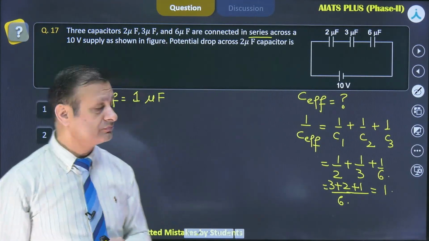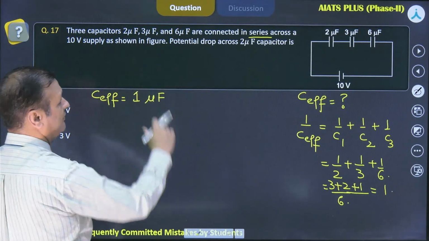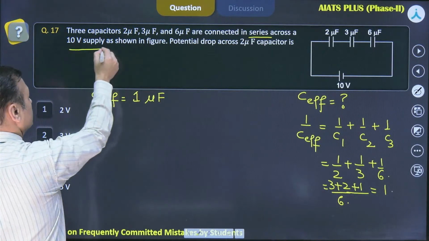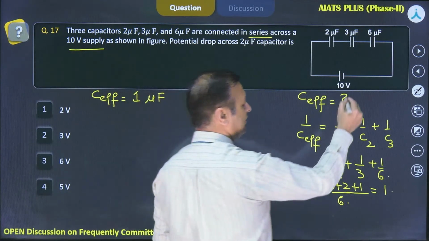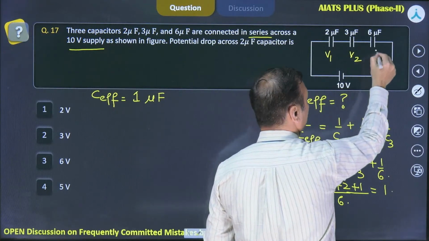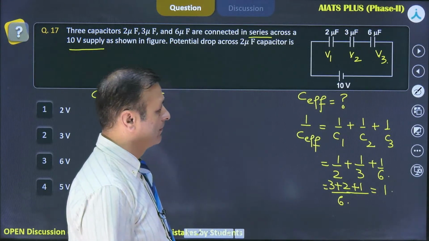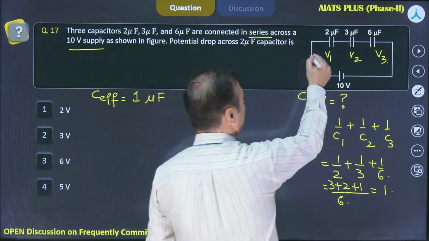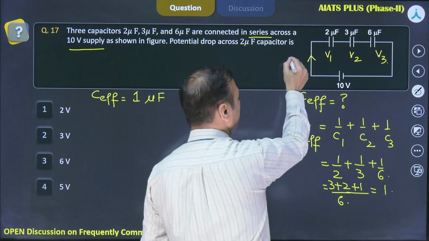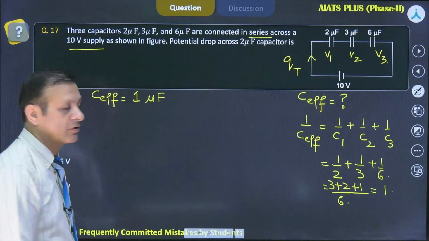Got it? Let's move further. So they are connected in series across a 10 volt supply. So look at this battery. So you have a potential difference V1, V2, V3. You got it or not? And then you have charge. Got it or not?